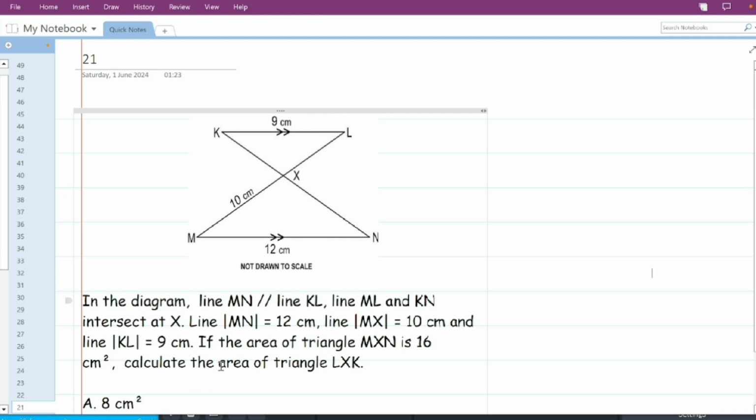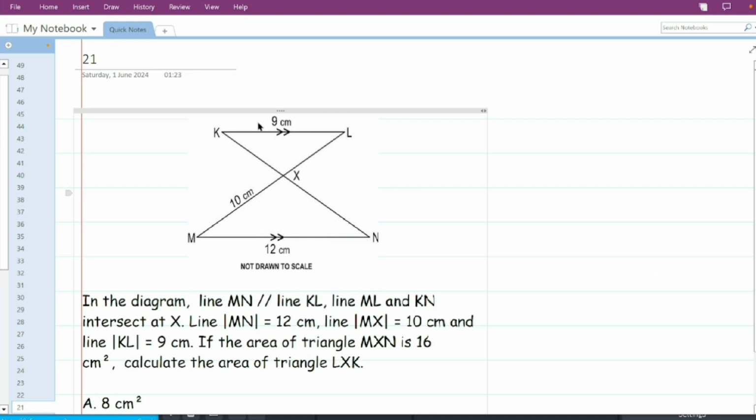If the area of the triangle MXN, this triangle, is 16 centimeters squared, calculate the area of the triangle LXK. So we have LXK. You should find the area of this triangle.